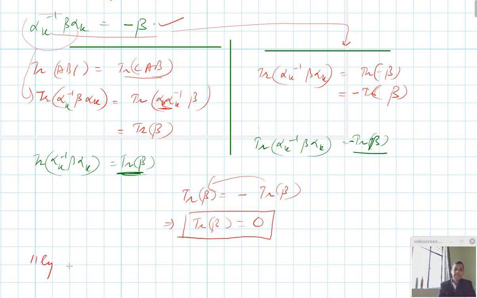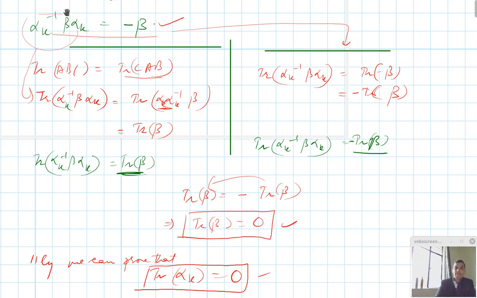And similarly, we can prove that trace of alpha k is also equal to 0. These are the two things which we have to keep in mind: alpha k and beta should be chosen in such a manner that their trace is equal to 0.